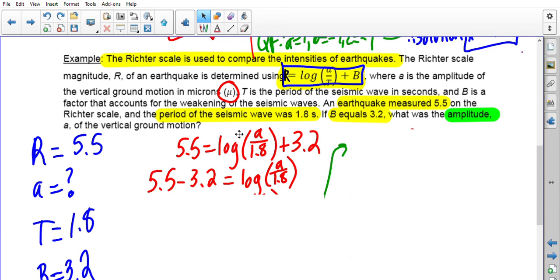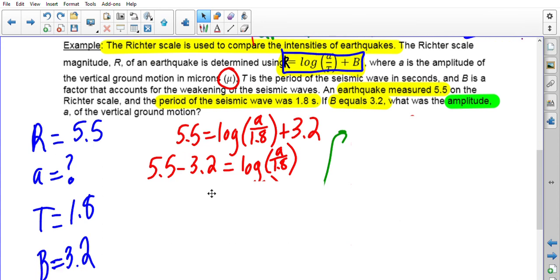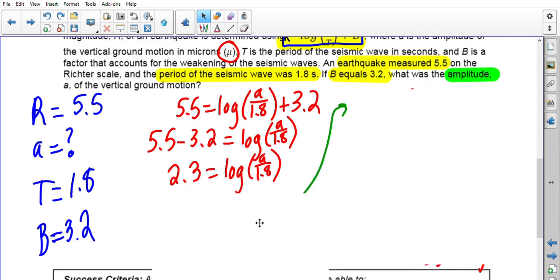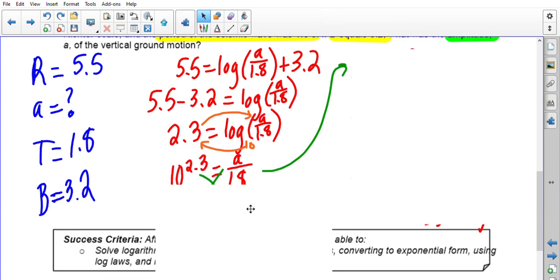Now we want to isolate this log term because we're trying to get to A. To isolate A, we first have to isolate what the expression is part of, which is the log. So we bring 3.2 to the other side: 5.5 minus 3.2 gives us 2.3. And what scenario have we got ourselves into now? This is a scenario where we have to convert to exponential form. Remember that means there's an imaginary 10 here, so we do 10 to the 2.3 is equal to the argument.